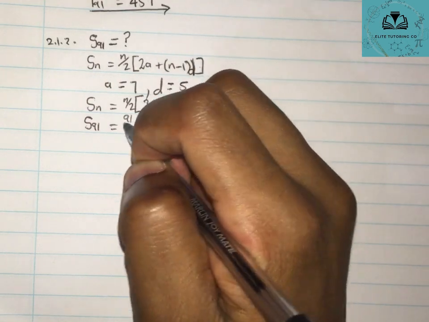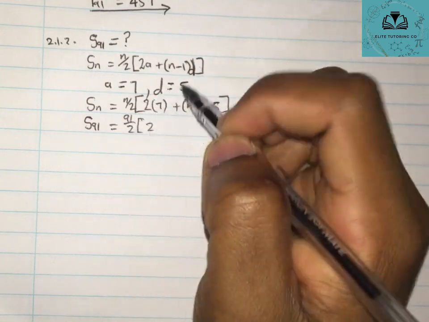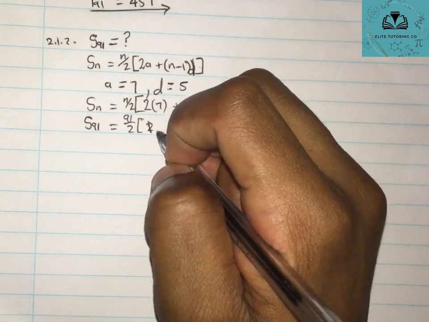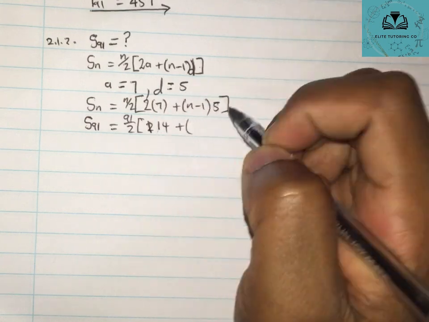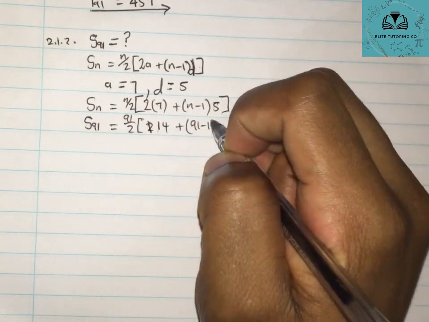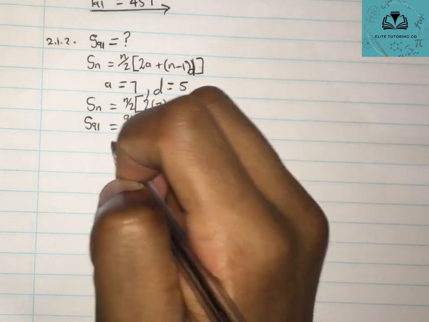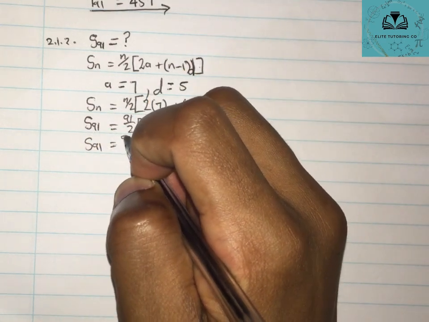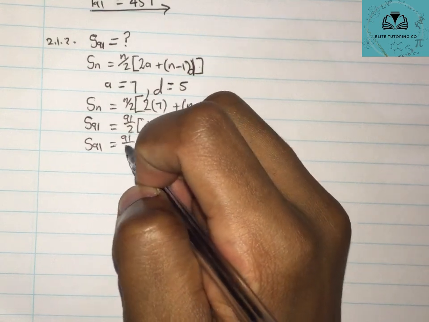Then we say this is equal to 91 divided by 2, all multiplied by 2 times 7. Instead of writing 2 times 7 again, let's just put 14 there, since it's a very simple multiplication problem. So that's 14 plus brackets, you've got 91 minus 1, all multiplied by 5. Then we'll say the sum to 91 terms is equal to 91 over 2. Let's just put that like that for now. We'll sort it out in the next step.